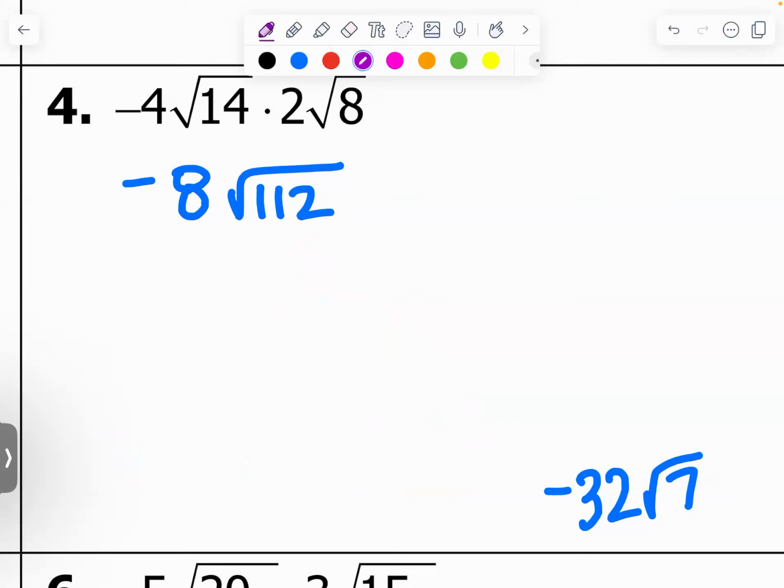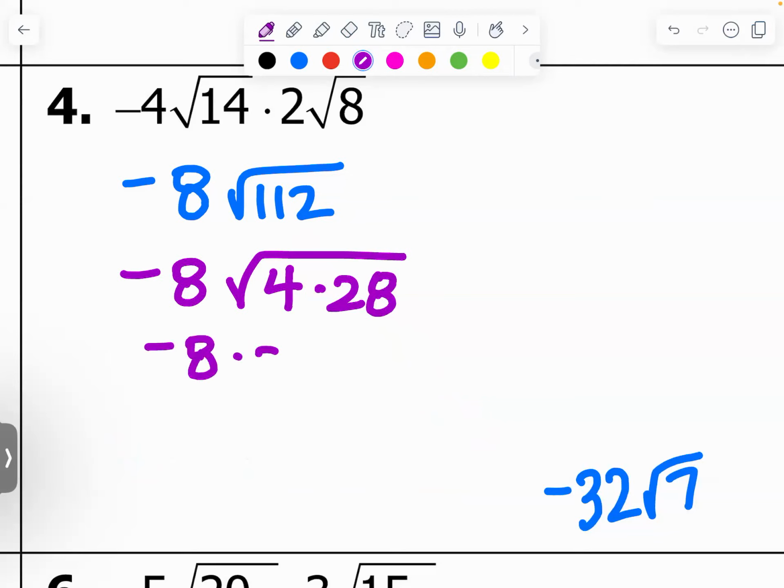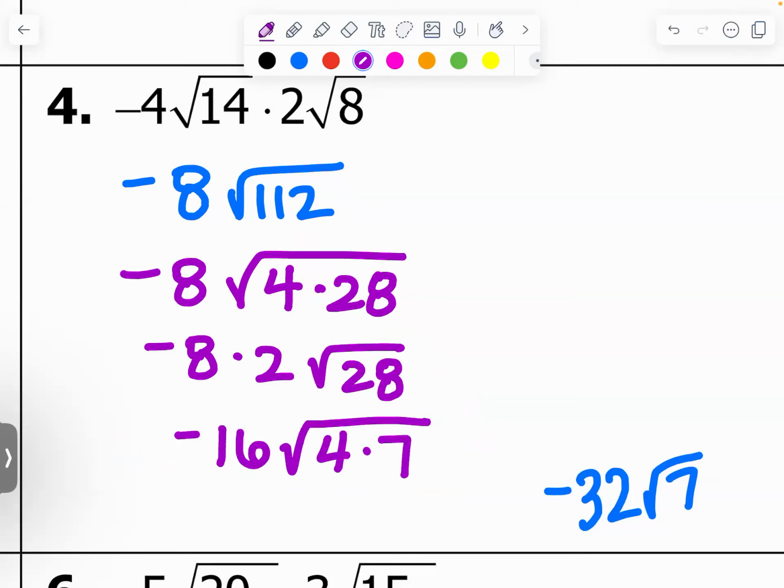Now let's talk about what Gabe did. Gabe was like, oh, 112 is 4 times 28, correct? So he was like, okay, -8 times 2 square root of 28, which is fine, but 28 we know is 4 times 7. So now we're going to have to go one more time to simplify that square root of 4. I get it. Okay, so Ellery, what can I do for you?